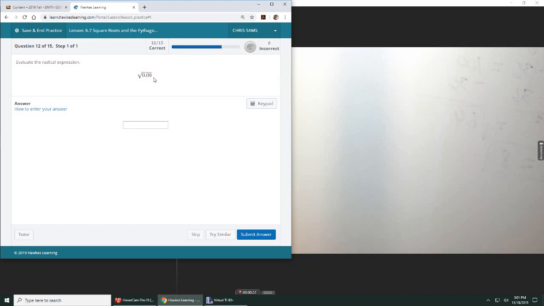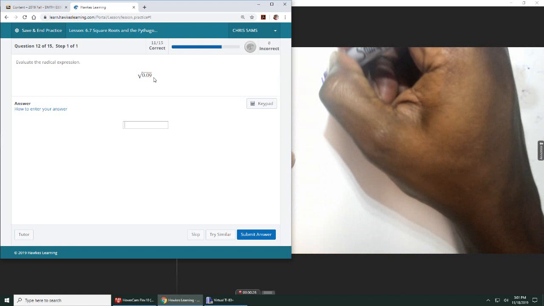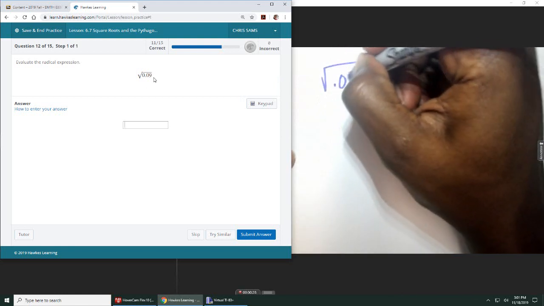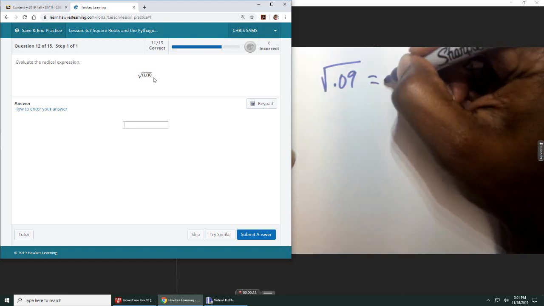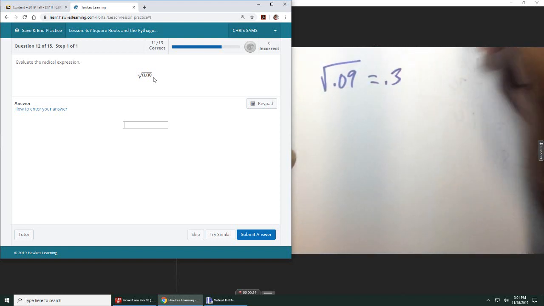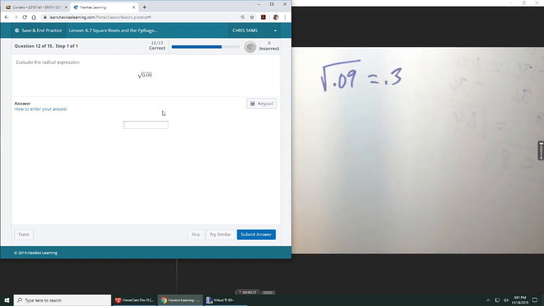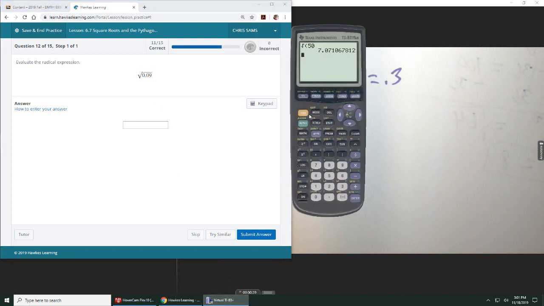But when you square a decimal, it gets smaller. So since we have 2 decimal places, I know that 3 will be behind the decimal, and so what we're going to get is 0.3 because you'll have 2 numbers behind the decimal. Anyway, you can just use this with a calculator. So second square root, we can just use 0.09, and when you do that, you get 0.3.